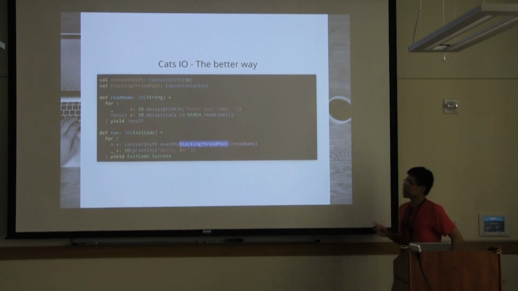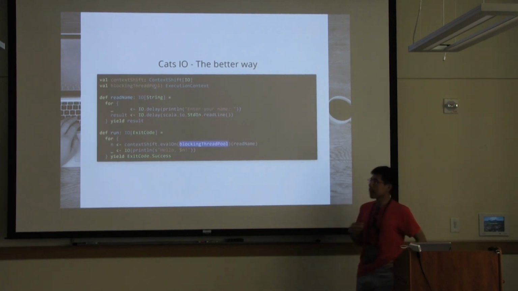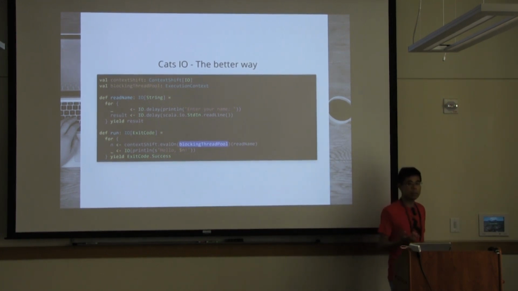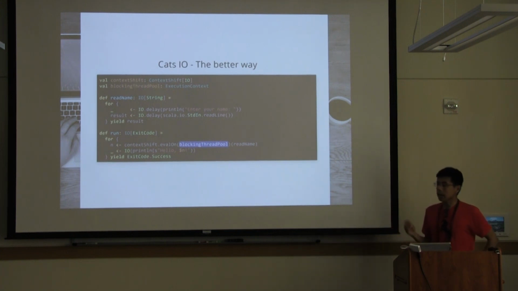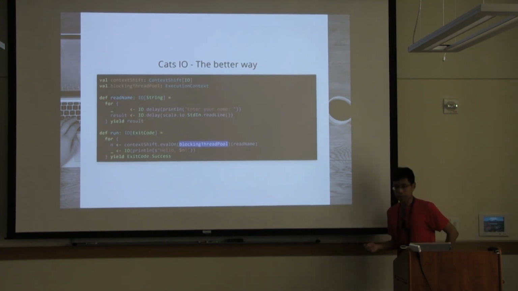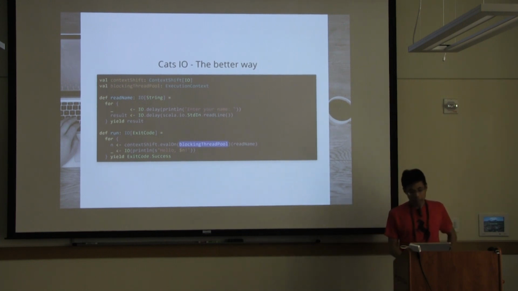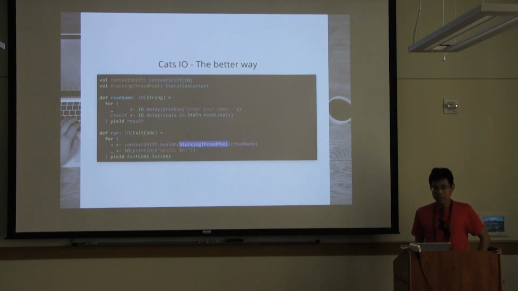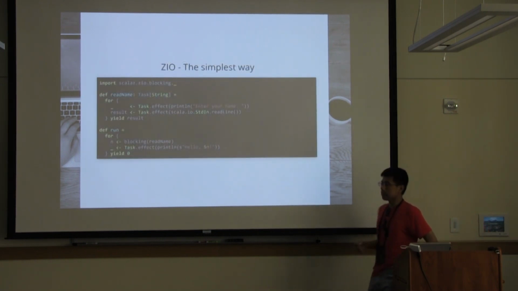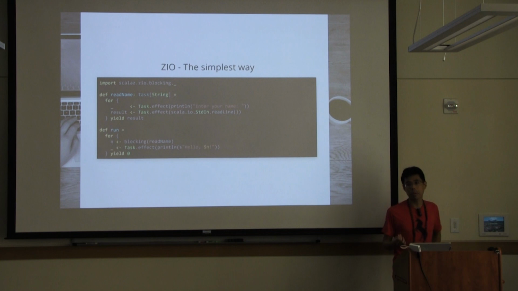And what this does is it tells Cats that we want to execute this blocking I/O inside this specific thread pool. And it also means that the default Cats thread pools will be available to other I/O computations that will do real work. Now, coming back to ZIO, just like you said, is there a simple way to do this in Cats? Not really. However, with ZIO, there is a simple way.